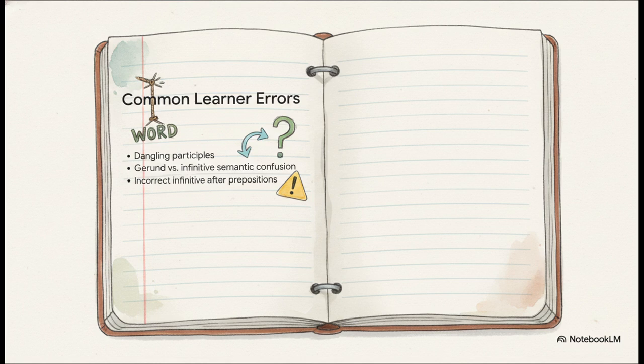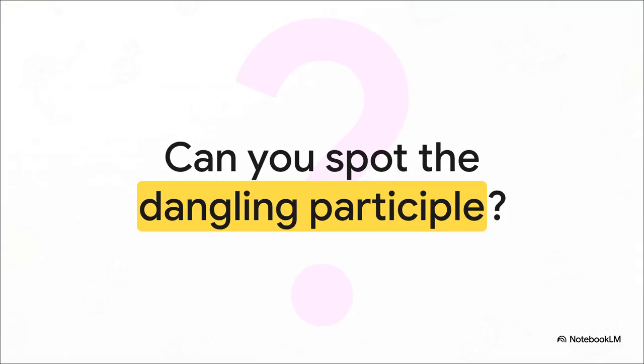We can anticipate their semantic confusion between stop smoking and stop to smoke, and we can effectively guide them through the rigid architectural rules governing English prepositions and gerunds. To wrap things up, consider this sentence. Walking down the street, the building looked impressive. You've probably spotted it. That is the infamous dangling participle.